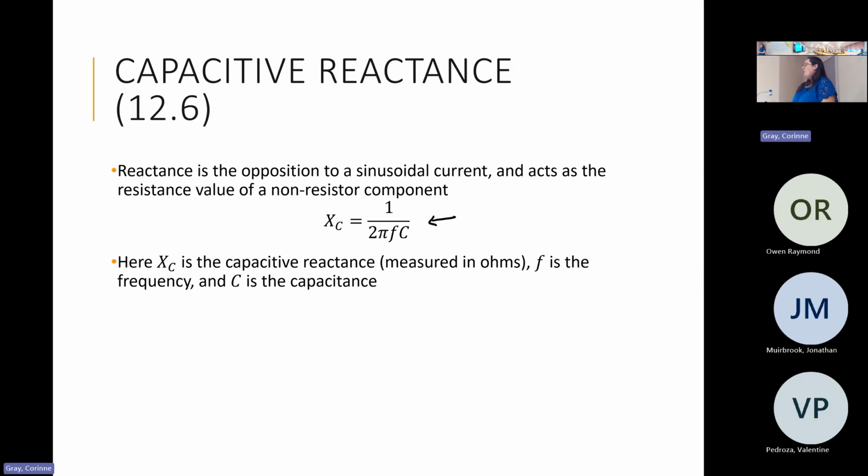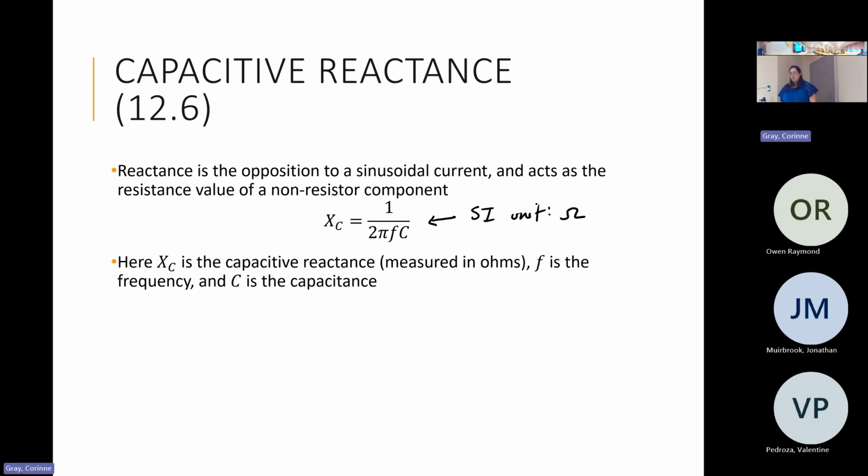What were the units for resistance? Yep, this has the SI unit of the ohm. So this is a resistance value, and it is indeed measured in ohms. Which means that typically when we're plugging in our values, we want to make sure that our frequency and capacitance values are in their SI units, such that it pops out in ohms.